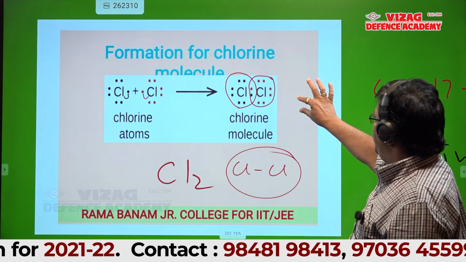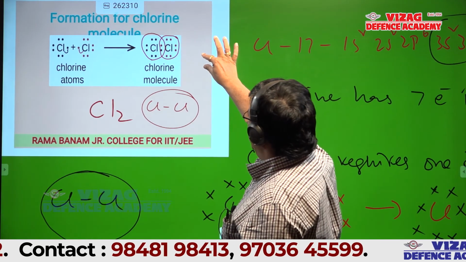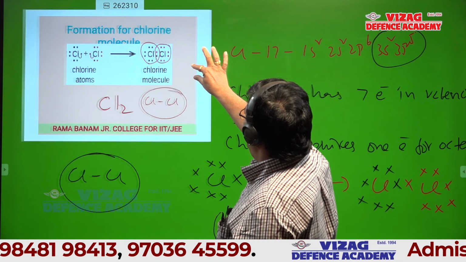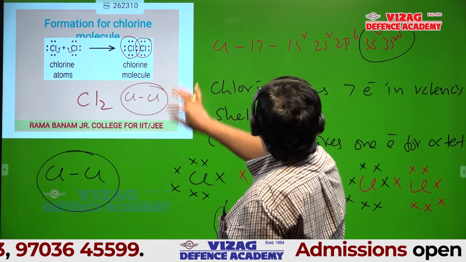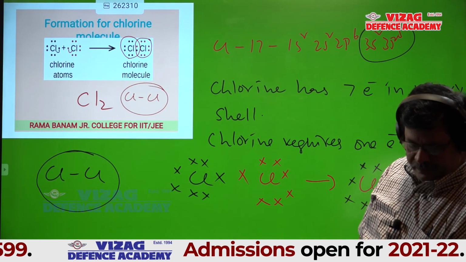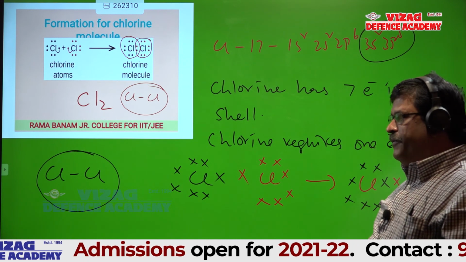Now I will dictate the notes. After that, I will give 2 more minutes for all of you, then you can interact. Right, chlorine: write the atomic number and configuration.